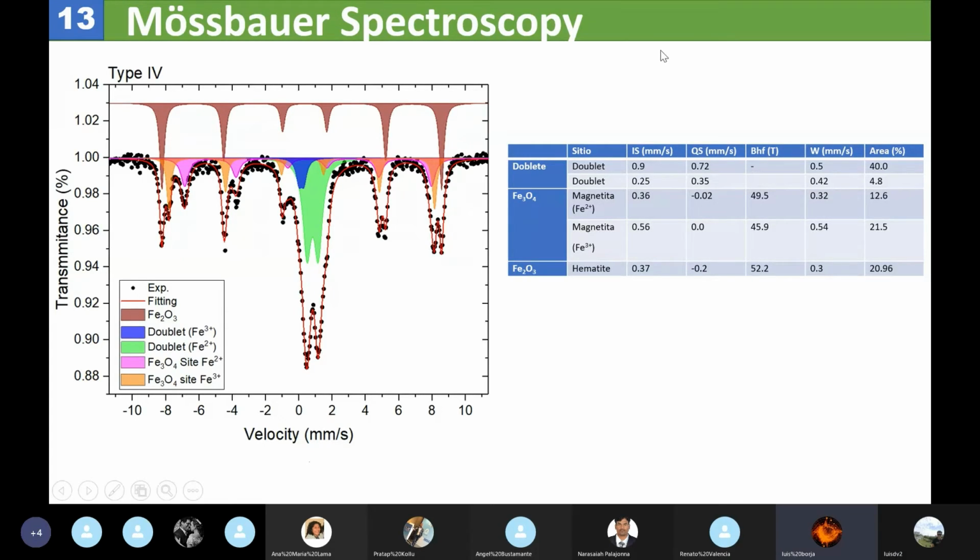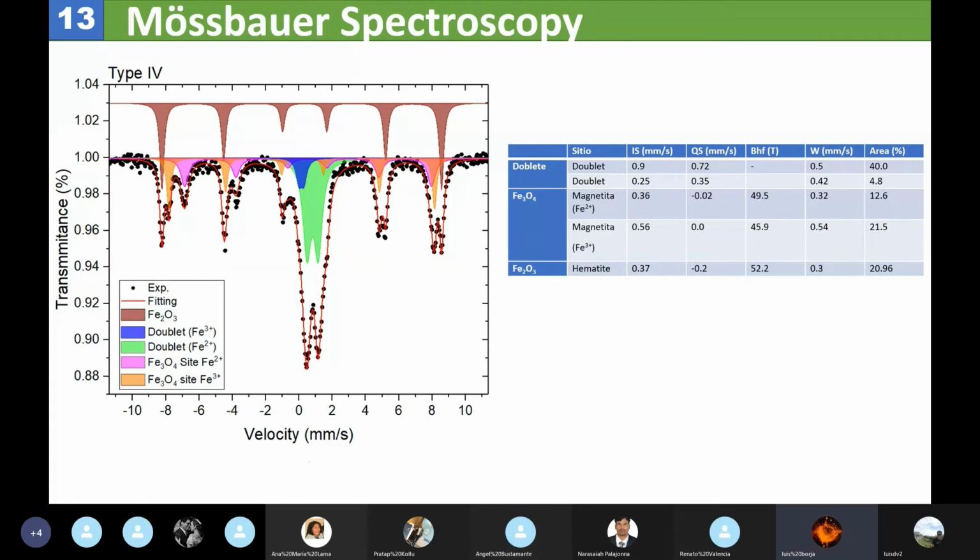Okay, this is the last one. It's the type 4, and this is also a sample that only contains iron oxide compounds. The brown curve is associated with the hematite. The magenta and orange are associated with the magnetite, also in the two oxidation states.